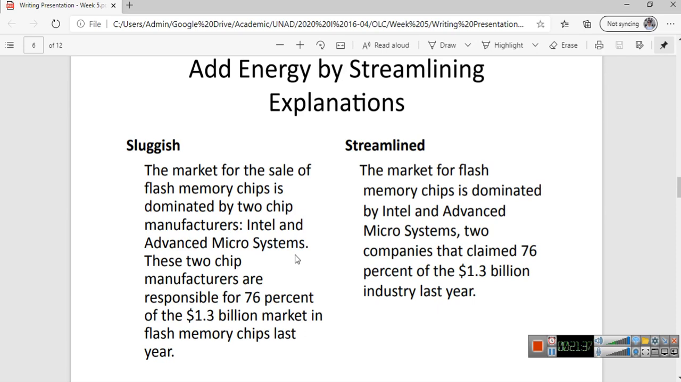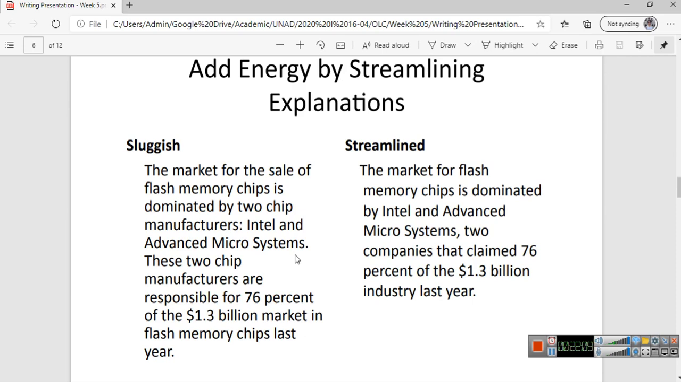Well, the first word that they subtracted was "manufacturers," right? Two chip manufacturers, and then we have a colon, Intel, and Advanced Microsystems. And in the other, they tell us directly which are the companies that are dominating the market. Perfect. Go ahead. Keep on talking. Okay.